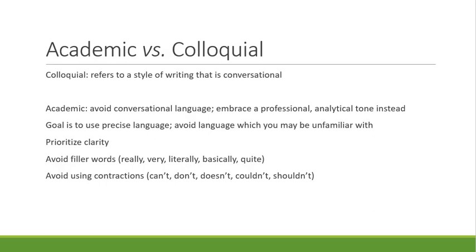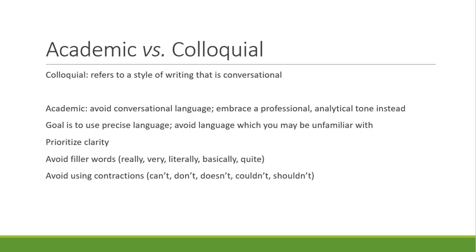Colloquial refers to the style of writing that is conversational in nature. In everyday life, we talk in a certain way. That type of communication style isn't always appropriate for academic writing. So in an academic paper, we want to avoid conversational language. Instead, we want to embrace a professional, analytical tone. Our goal is to use precise language, avoiding language that you may be unfamiliar with.